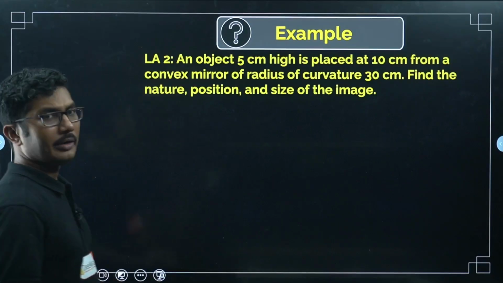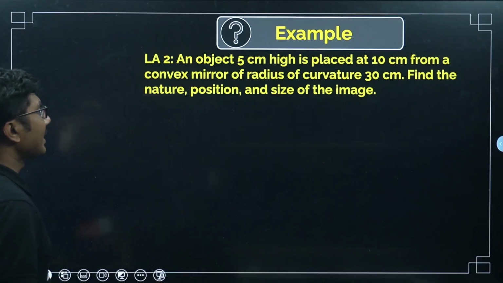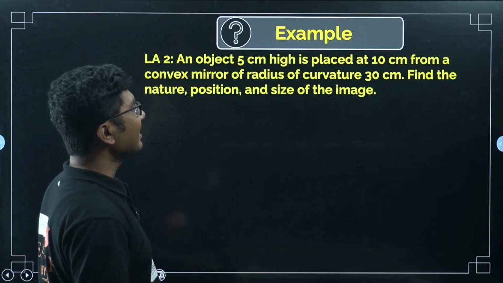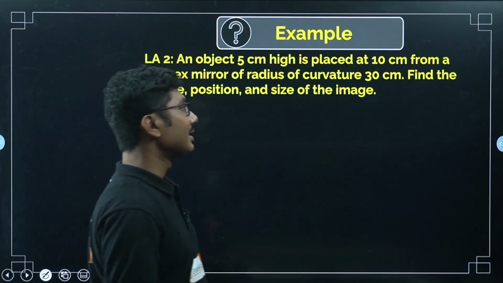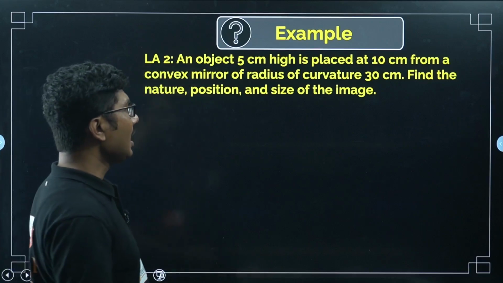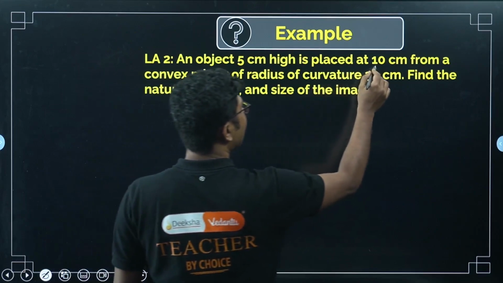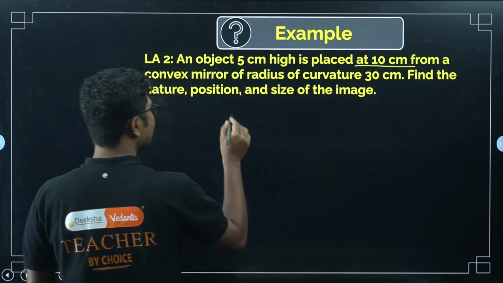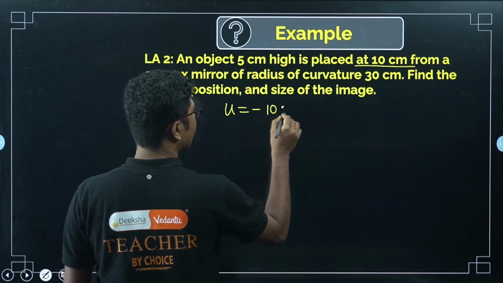Let's solve one numerical problem. An object 5 centimeter high is placed at 10 centimeter from a convex mirror of radius of curvature 30 centimeter. Find the nature, position and size of the image. First of all, what is given? The object distance is given, placed at 10 centimeter. I always say object distance you should always put a negative sign.